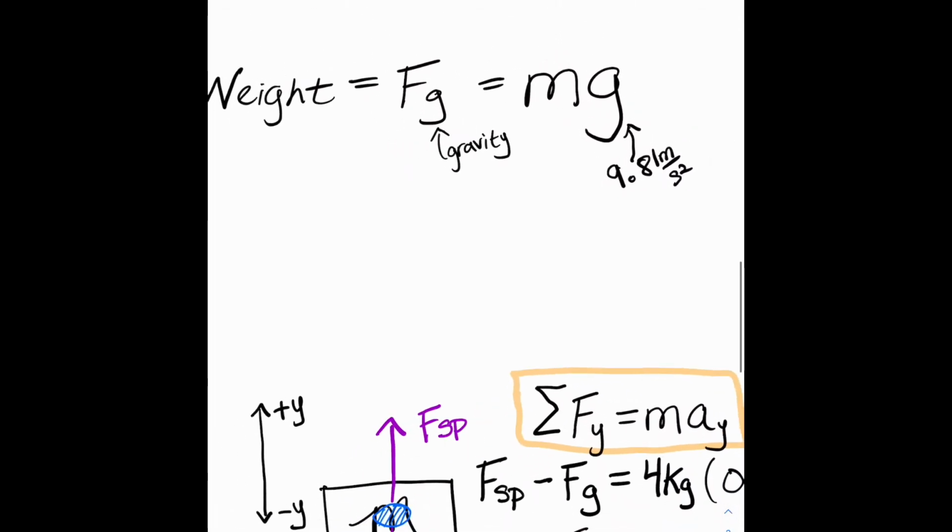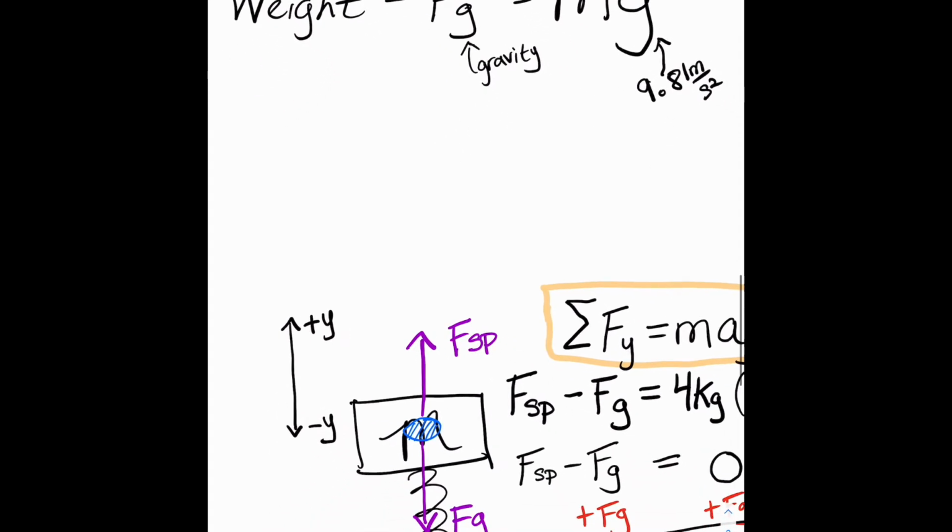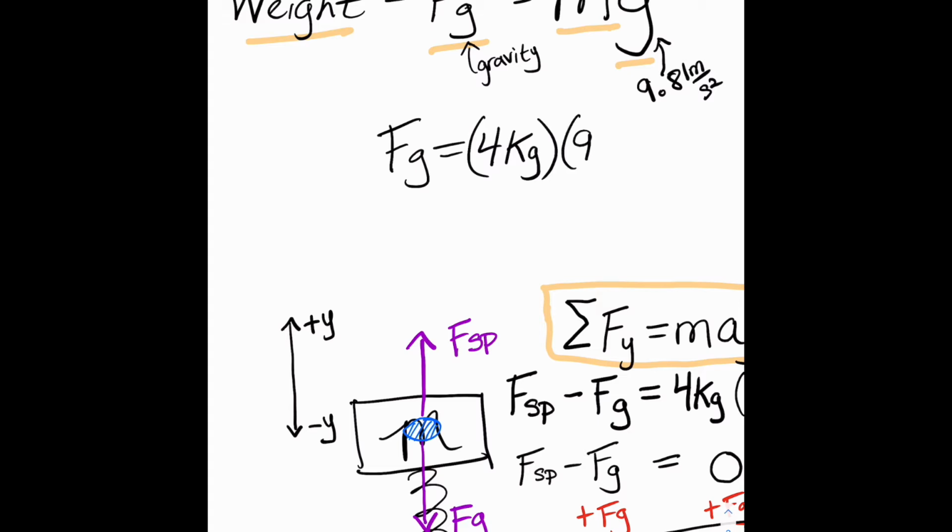So we can find the weight fairly easily. We just multiply m by baby g. If we multiply these two, we get the weight. So weight then, or F_g, I'm just going to call it F_g because weight is the same as F_g. I'm going to say F_g, the weight, is equal to the mass, which is 4 kilograms, times 9.81 meters per second squared. It's an acceleration.